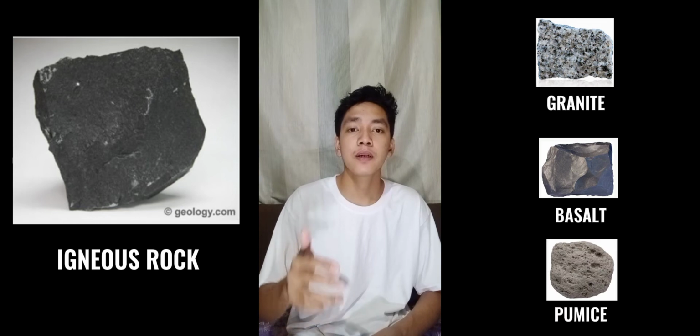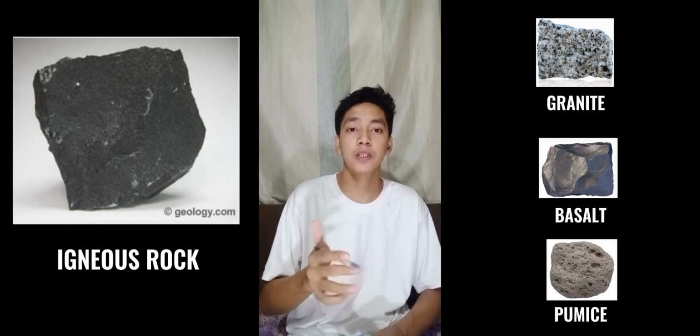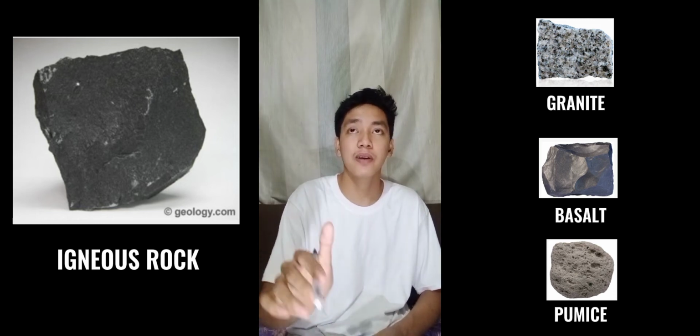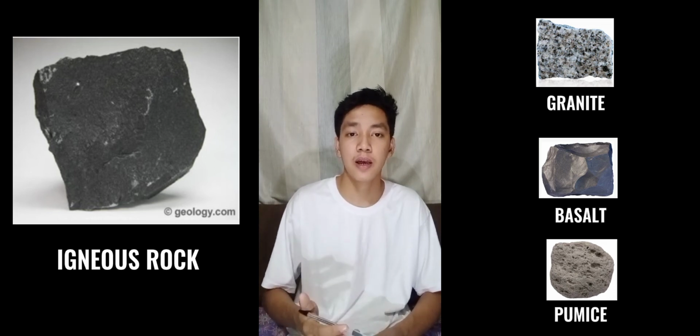Pumice is a light igneous rock with thousands of tiny bubbles in it. It is used to remove dead skin from the bottom of the feet. It is also used in abrasive cleaning products.